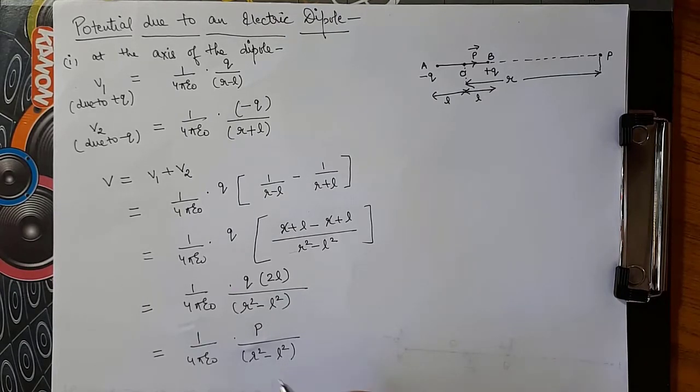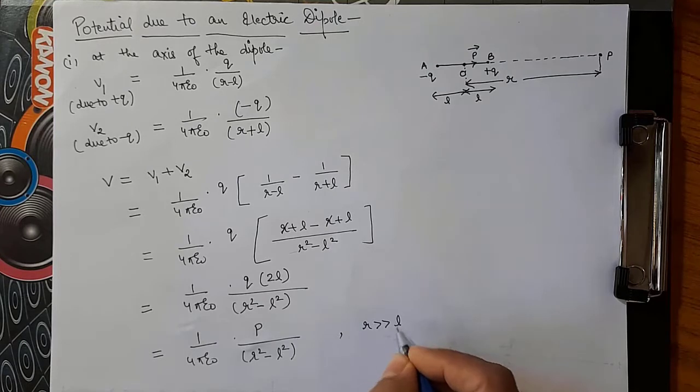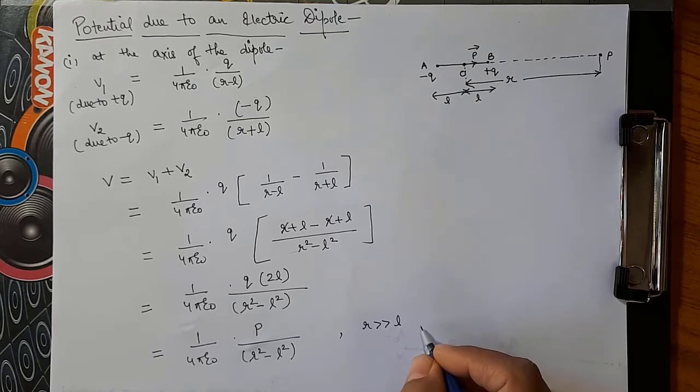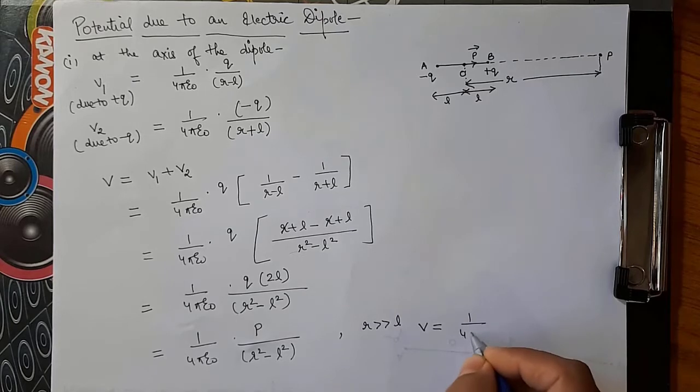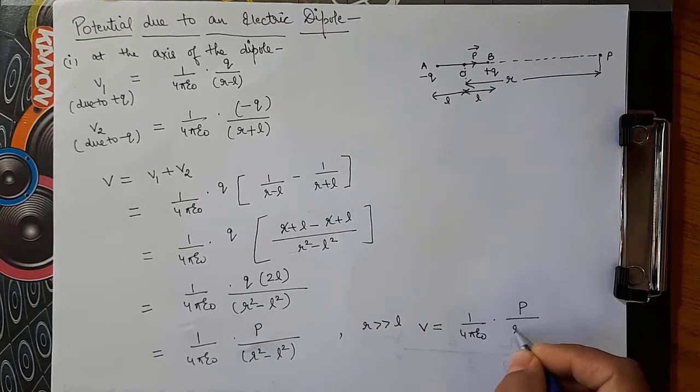As this distance r is very large as compared to the length of the dipole, which is small, we can neglect L square in the denominator and we are left with the potential formula as 1 upon 4 pi epsilon naught p upon r square.